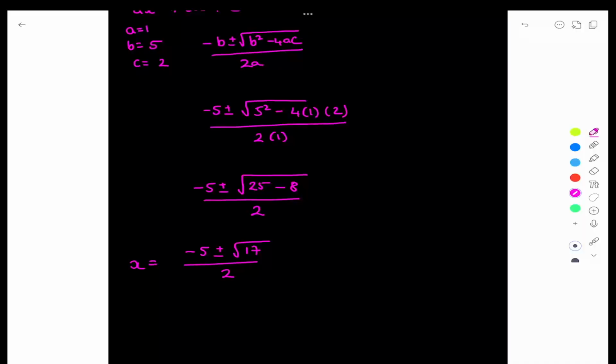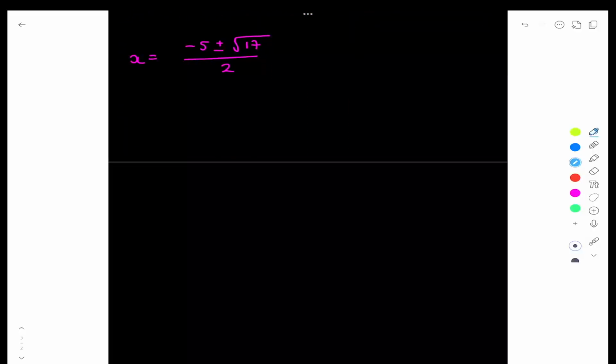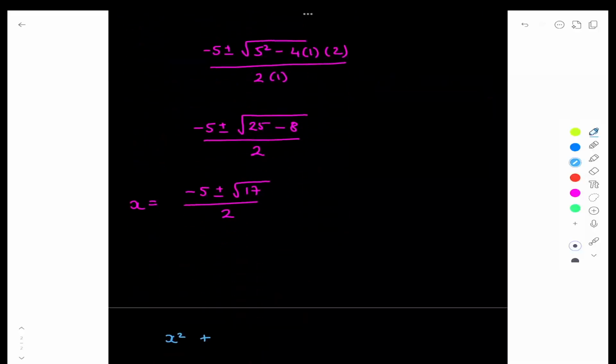So that's two of my solutions. Either x equals negative 5 take root 17 on 2, or x equals negative 5 plus root 17 on 2. But we also get two solutions from this. So let's solve that. That one was x squared plus 5x plus 4.